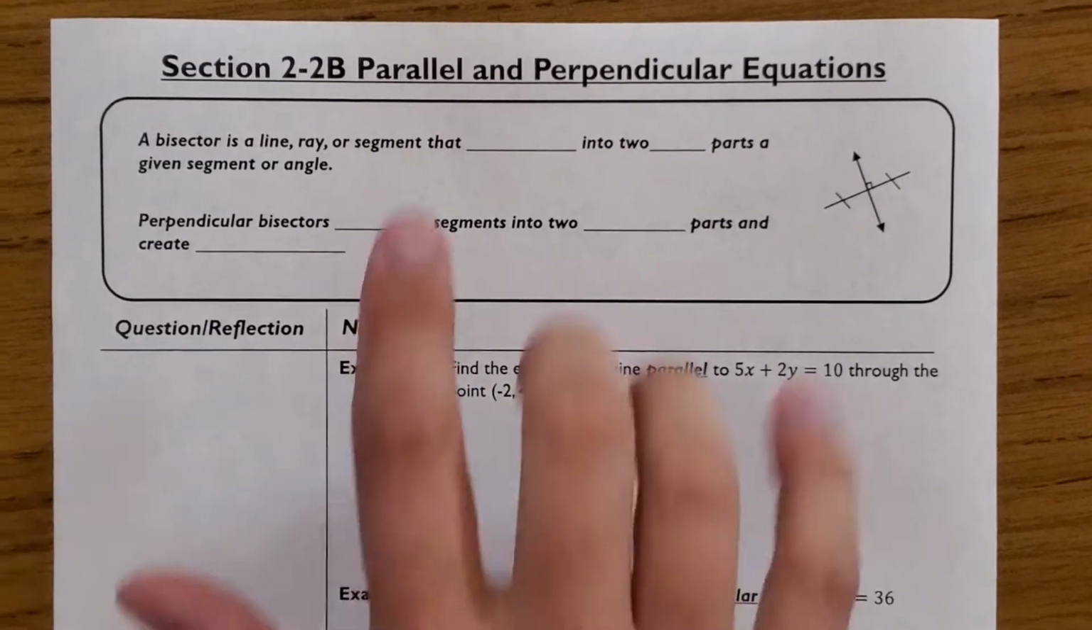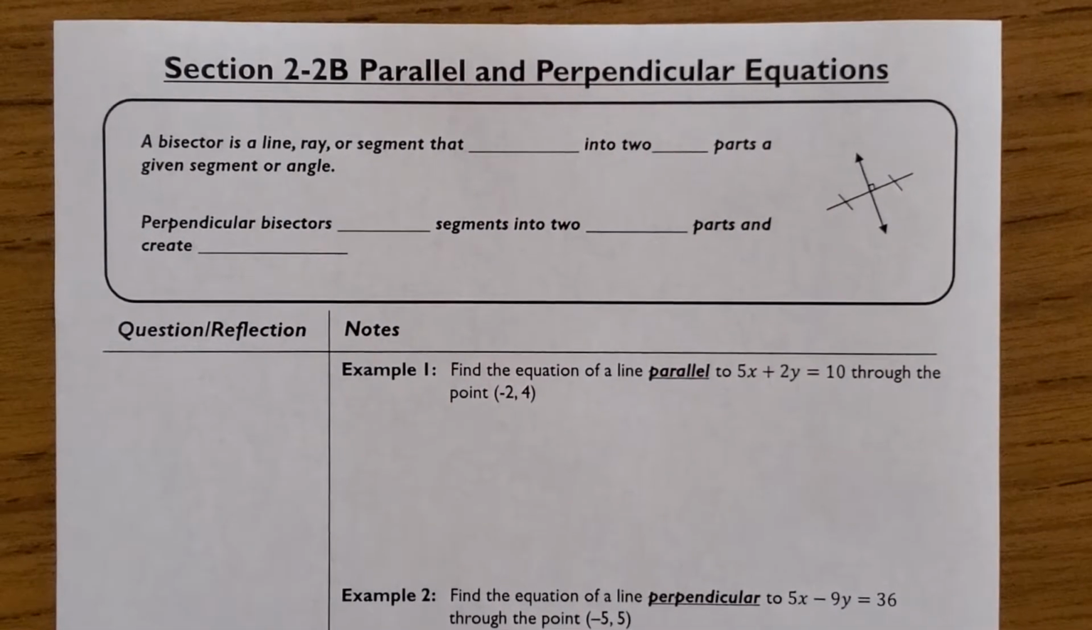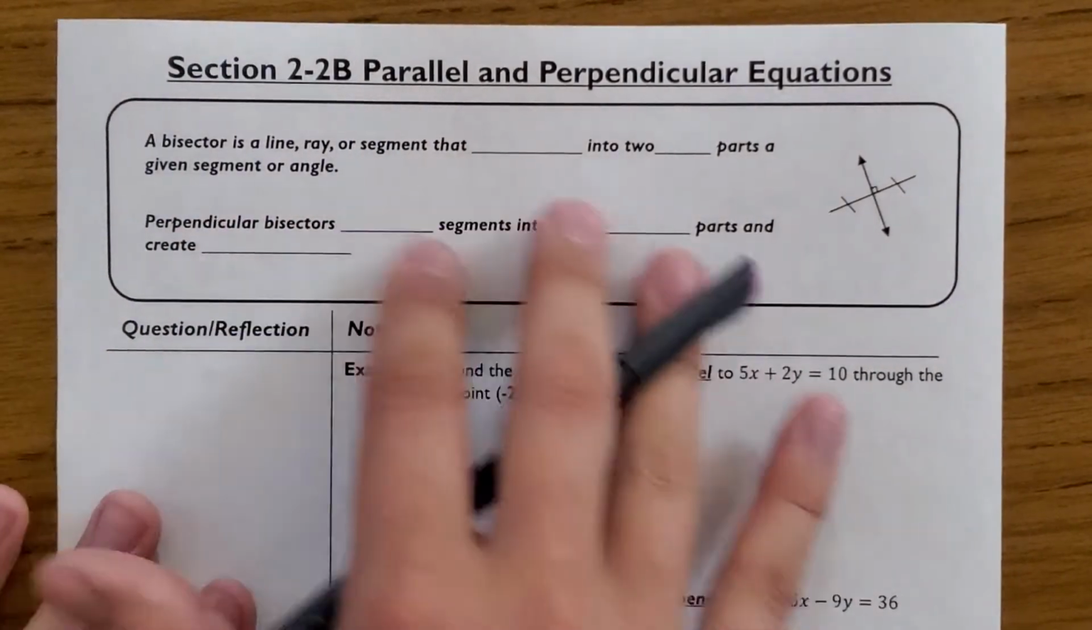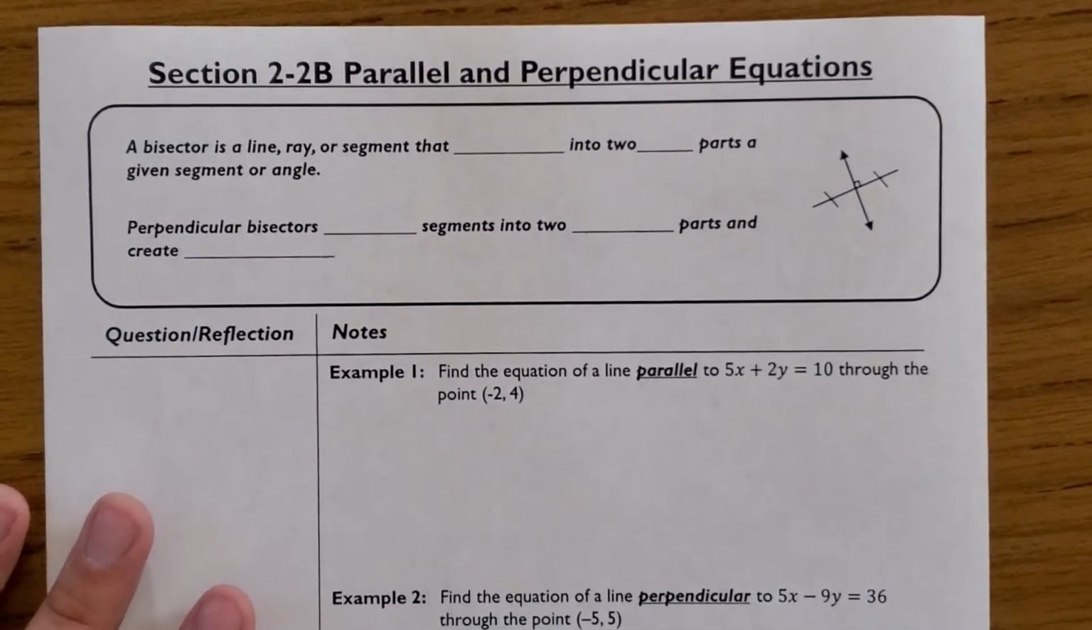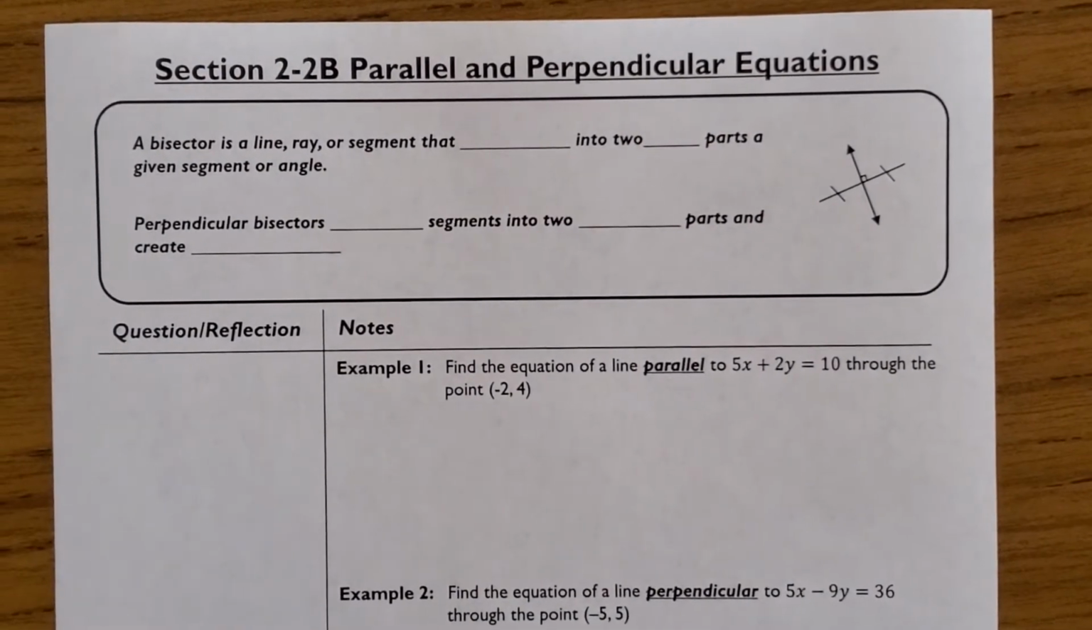We're going to talk a little bit more about parallel and perpendicular equations today and how to write those equations given different pieces. So the first thing that we are looking at today is a couple little definitions that are going to help us in a few minutes. They're not going to help us with example 1 and 2, but they're going to be really important to us when we get to example 3.